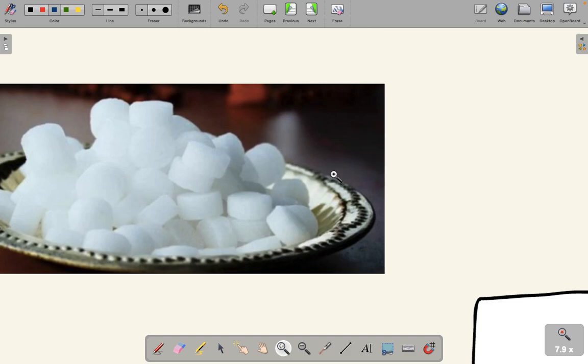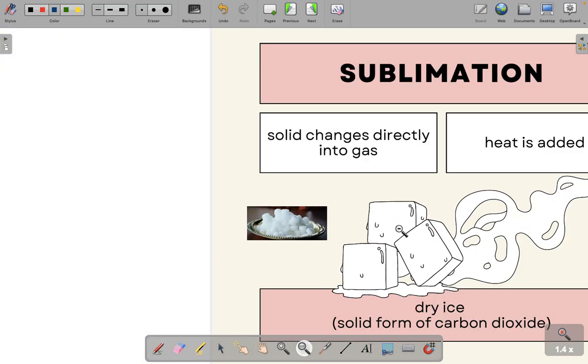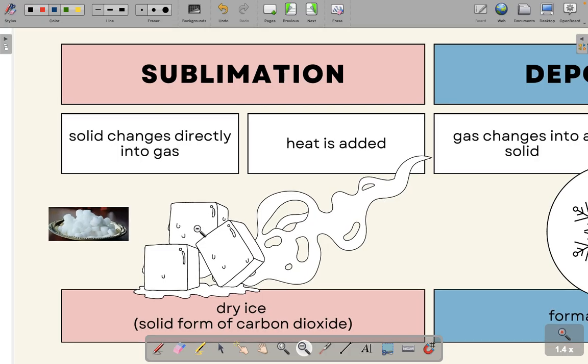For example, if you heat ice, it will first get converted to liquid, then it will change to steam. But if you use this camphor, without even getting converted to liquid, it will directly change to gas. So this process wherein solid changes directly into gas is known as sublimation, and you have to add heat for the process of sublimation.